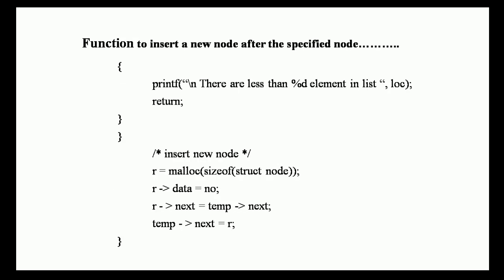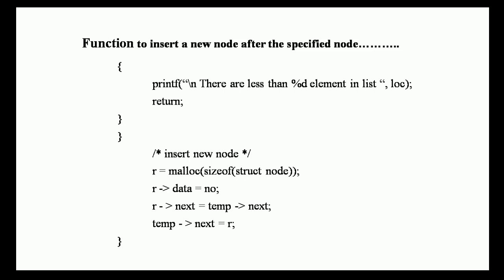Then go to the next one. This is the function to insert a new node after the specified node. Curly brace start, printf within double quotation, backslash n, there are less than percentage d elements in the list, ended with semicolon, location. Bracket closed, ended with semicolon, return. The curly brace is closed, and the previous one you can open, that is also closed.